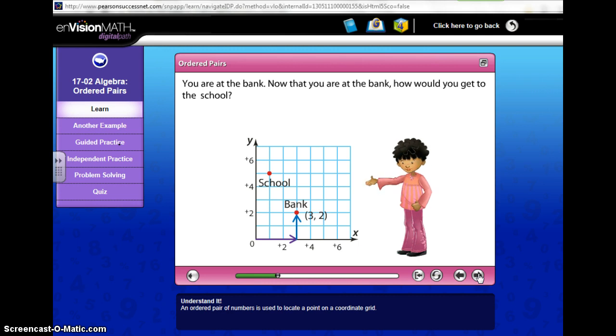What if we wanted to go to the school? Starting from 0, what would be our ordered pair to get to the school? Aiden. 1, 5. Good work. That's right.